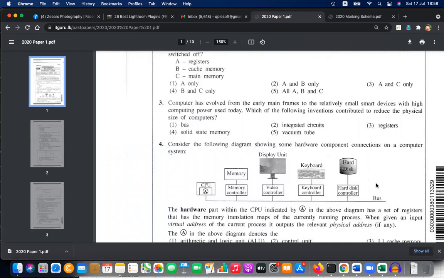SSDs contributed highly to smart devices, like mobile phones and all. But ICs were there in the beginning also. ICs help to reduce size generally in all computers, not only smart devices. But for smart devices, especially SSDs help. So we have that valid argument.